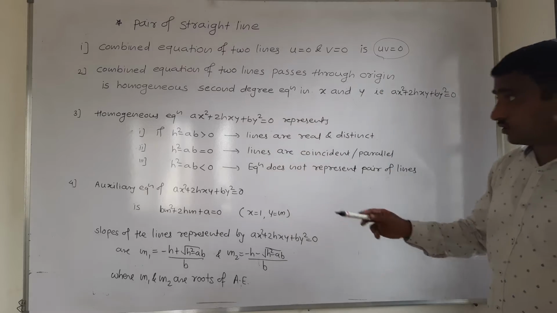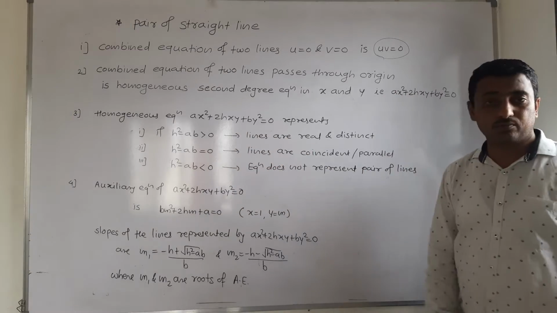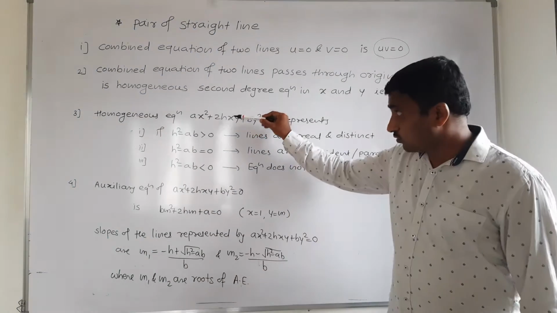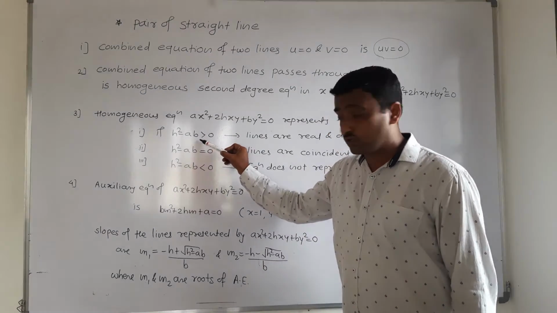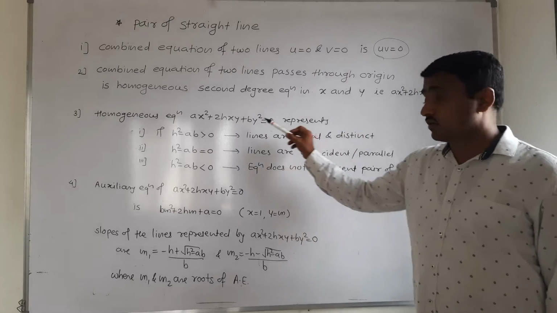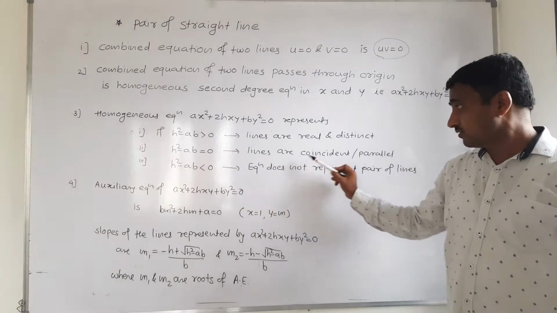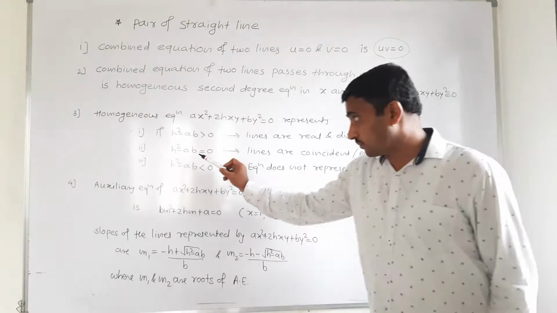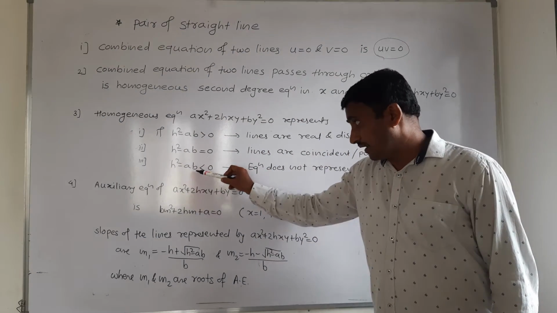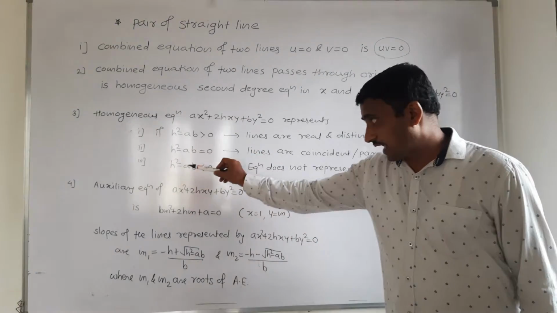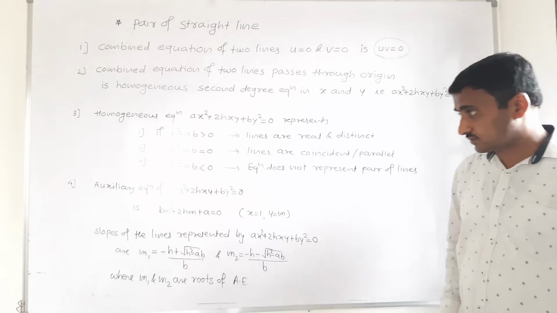Now its reverse thing is what? Suppose we have the homogeneous equation ax square plus 2h xy plus by square is equal to 0. Then this homogeneous equation represents straight lines if and only if h square minus ab is greater than 0, then the lines are real and distinct. We will get two different lines. Second, if h square minus ab is equal to 0, the lines are coincident and parallel. We will get the same lines. If h square minus ab is less than 0, negative, then this equation does not represent a pair of straight lines.